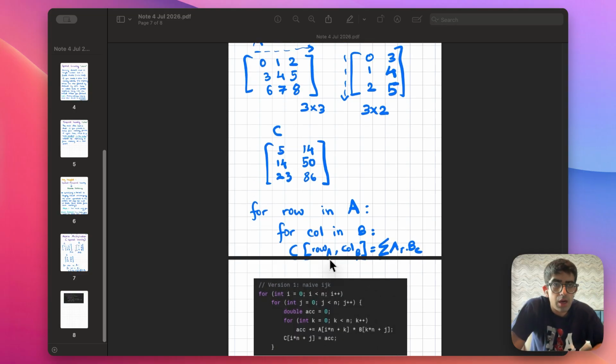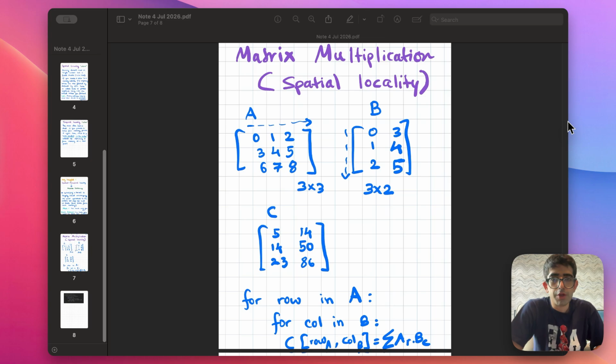Now, in this naive implementation of matrix multiplication, we can take a look at the access patterns of matrices A and B. One important thing to keep in mind is that matrices are stored in row-major order, which means that elements in the same row are stored contiguously in memory.